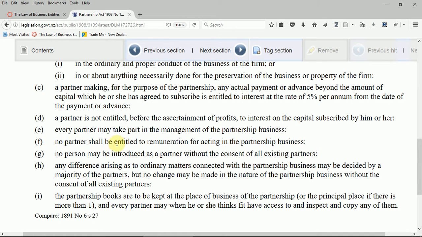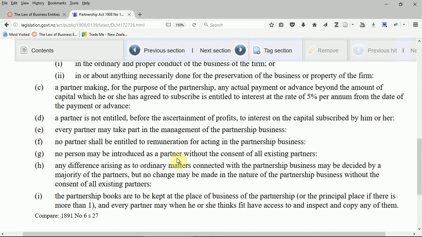In F, no partner is entitled to remuneration for acting in the partnership business. That simply means you can't get paid for your role as a partner unless you put it in the partnership agreement. The reason behind that is partners are in a partnership to share in profit. And if one partner is paid a salary, they may be motivated to maintain their salary or their job rather than grow the business for the benefit of all the partners. So that can be a bit of a problem. Most people who work in a business full-time will need paying, but you need to think carefully whether the partner should be paid or not.